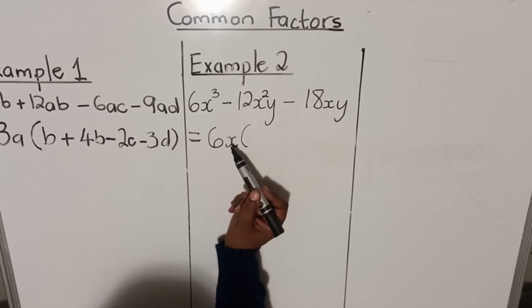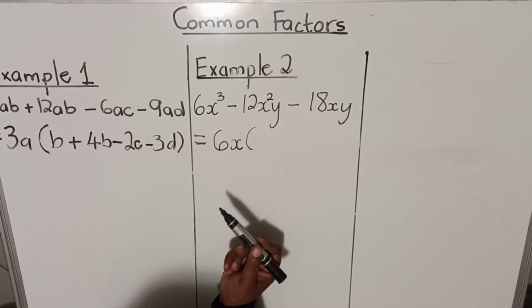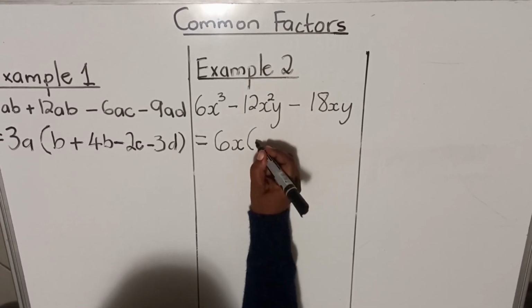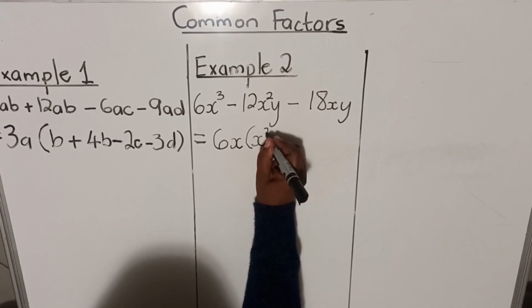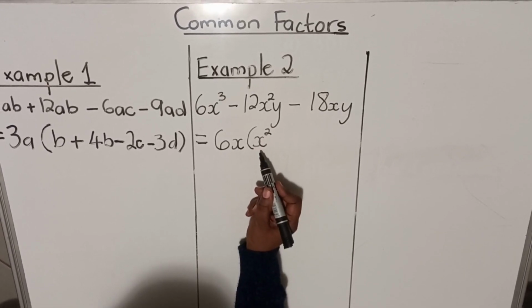X cubed divided by x. X cubed is 3x, and then here it's 1. It means I'm left with 2x squared. I have 2 x's that I'm multiplying together.